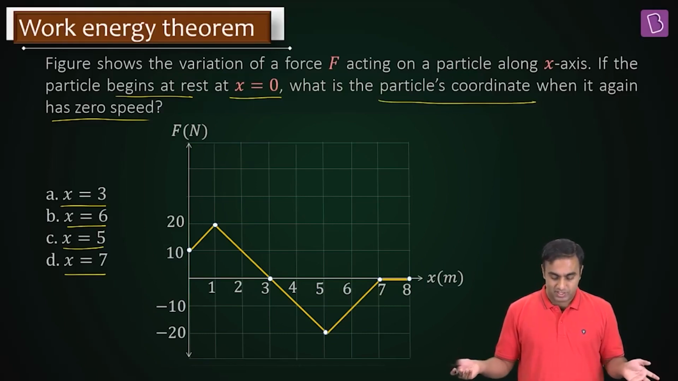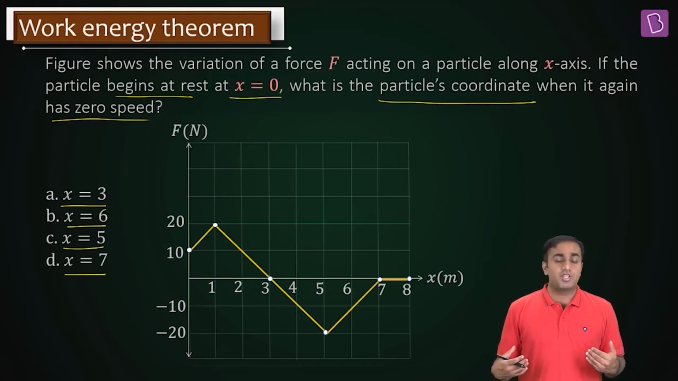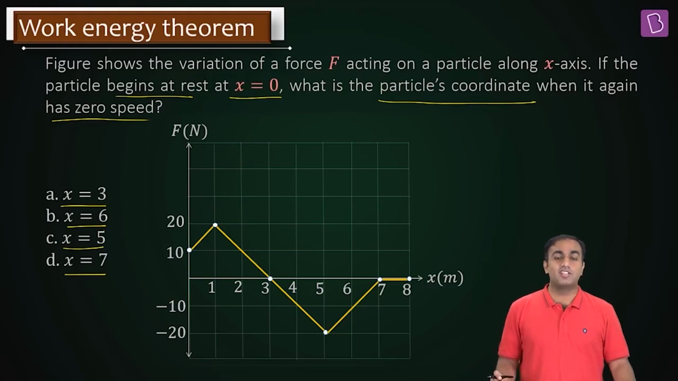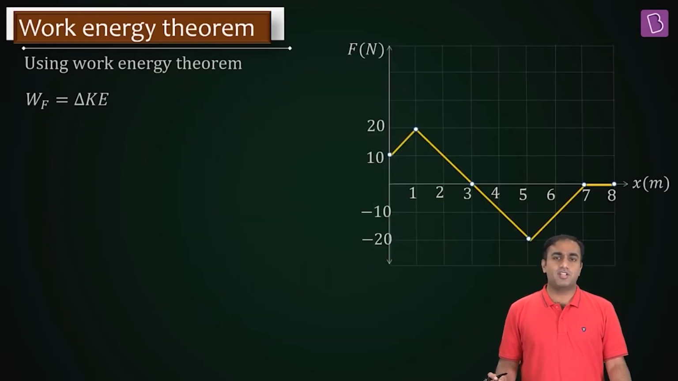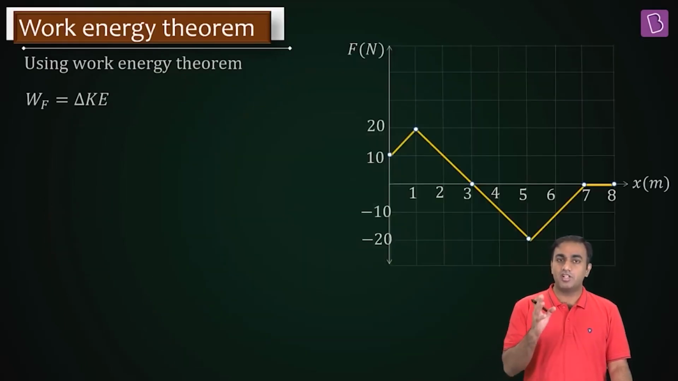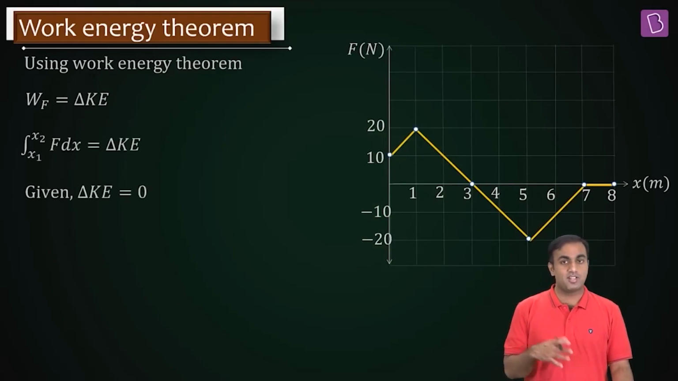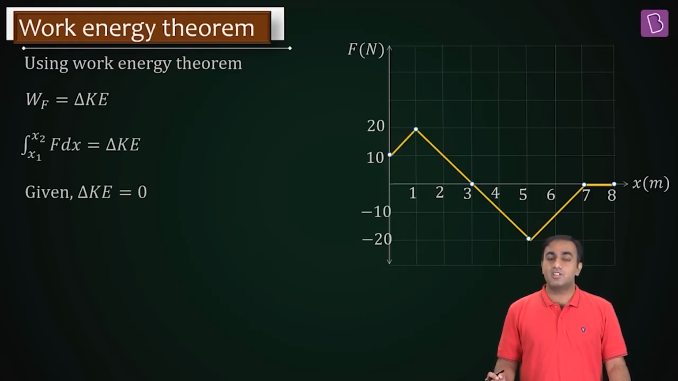So how do I relate this data given with the graph here, which gives us the variation of the force applied and the x coordinate of the particle? The key here is the work energy theorem. What is work energy theorem stating? It says that the net work done on the particle must be equal to the net kinetic energy change brought in the particle. And we know for a fact that the particle is at rest in the beginning and is at rest at the end. So what is the net kinetic energy change of the particle? 0.